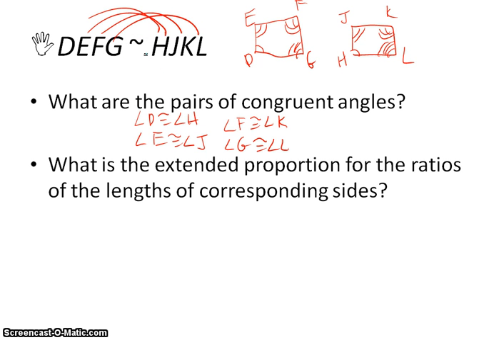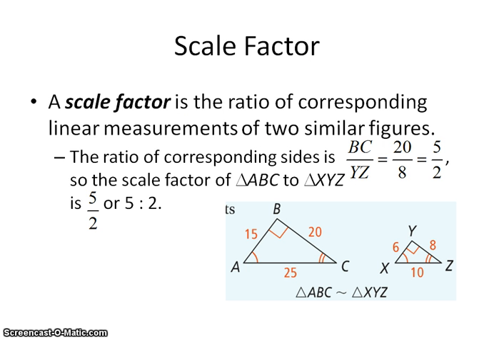And the extended proportion, so whatever DE to JH is, it has to be the same as EF to JK, which has to be the same as FG to KL. So I'm just going side to side to side, which has to be the same as GD to LH. Okay, now we've kind of been referring to this scale factor, whatever it is we're using to shrink or stretch our shape.